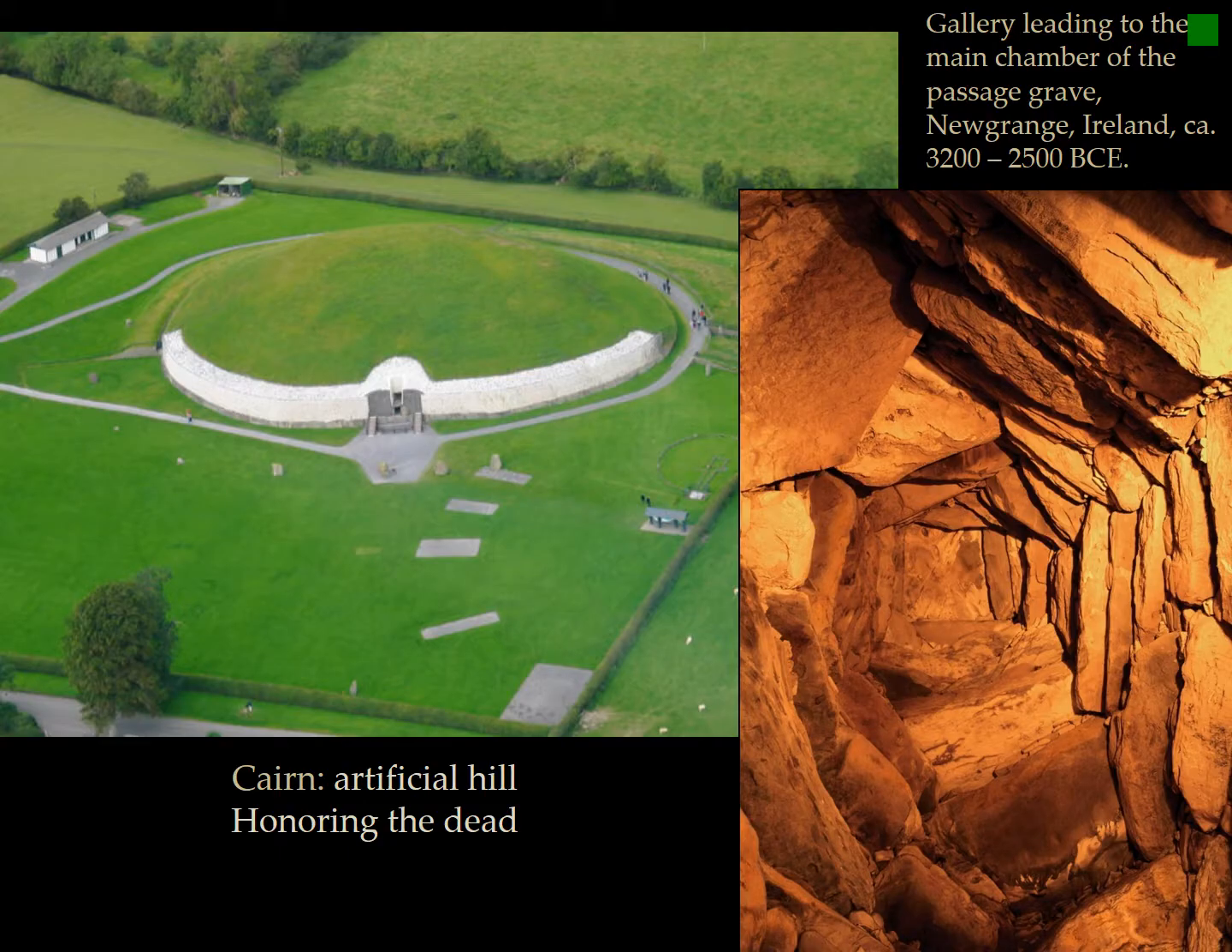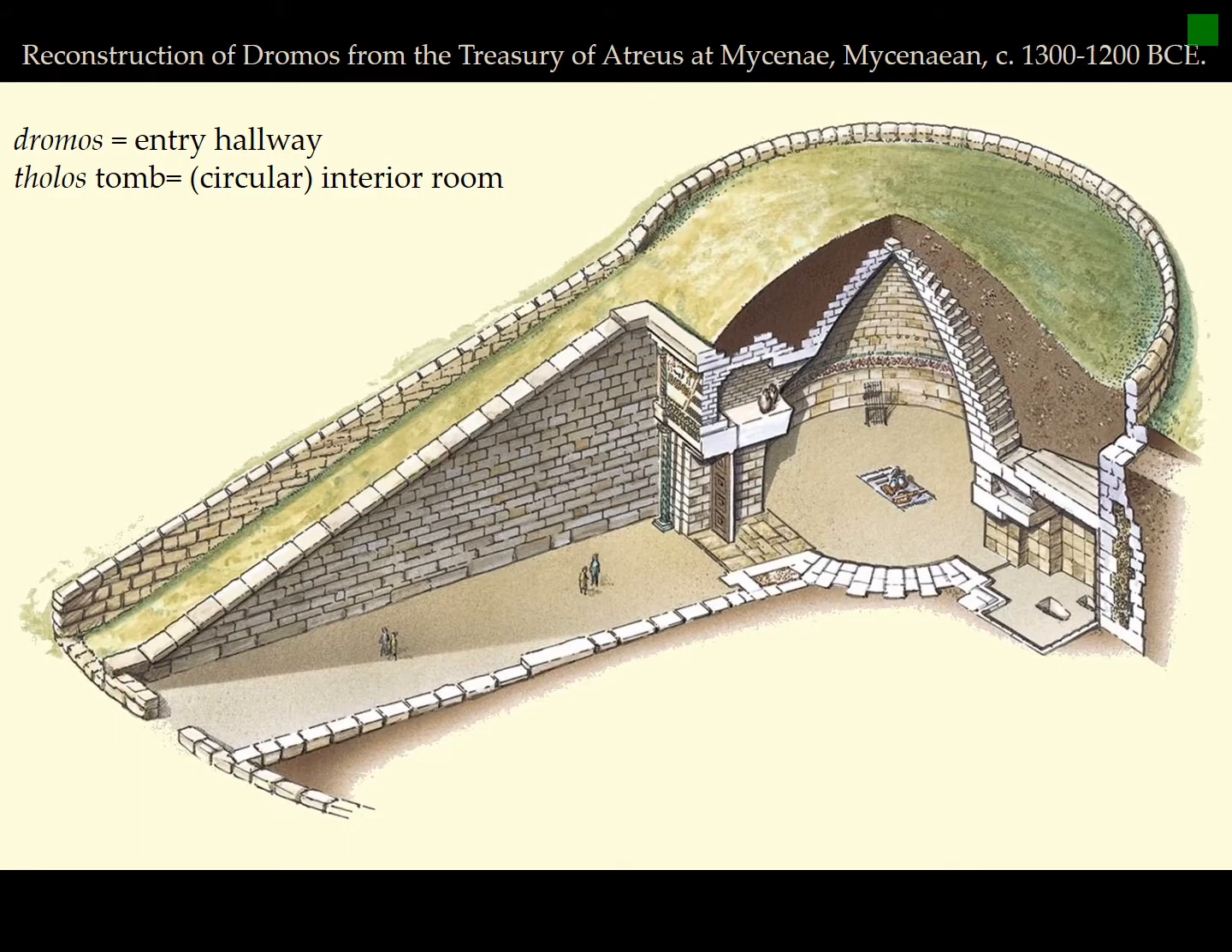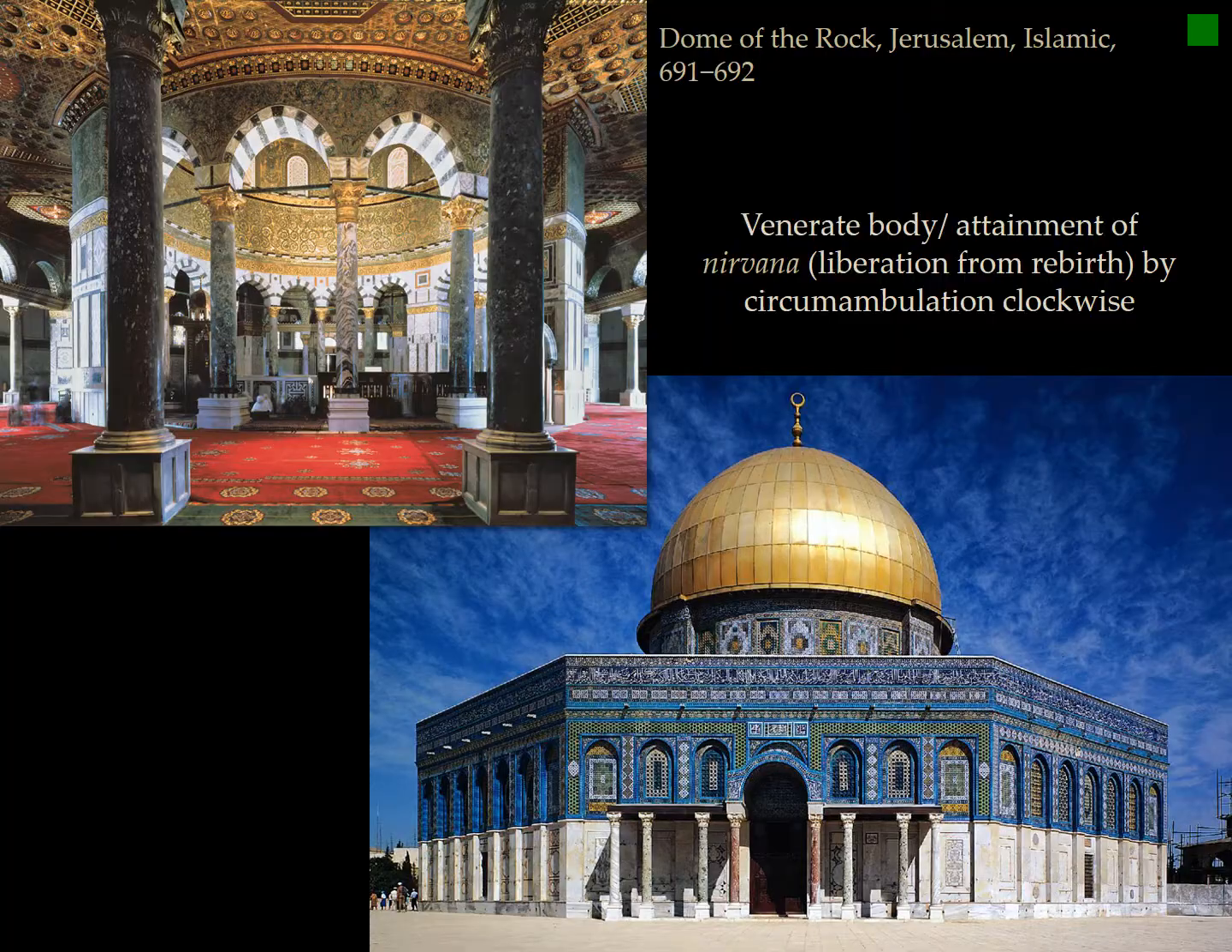Now, the stupas are much like cairn hills, or artificial hills honoring the dead in the Neolithic period in Western Europe, whereby we have this mound of dirt that is going to be over a burial site. Just like in the ancient world of Mycenae, we find that the wealthy Mycenaeans are going to have a dromos that leads us, as an entry hall, to a tholos, or a circular tomb with an interior room where the dead can be found and seen.